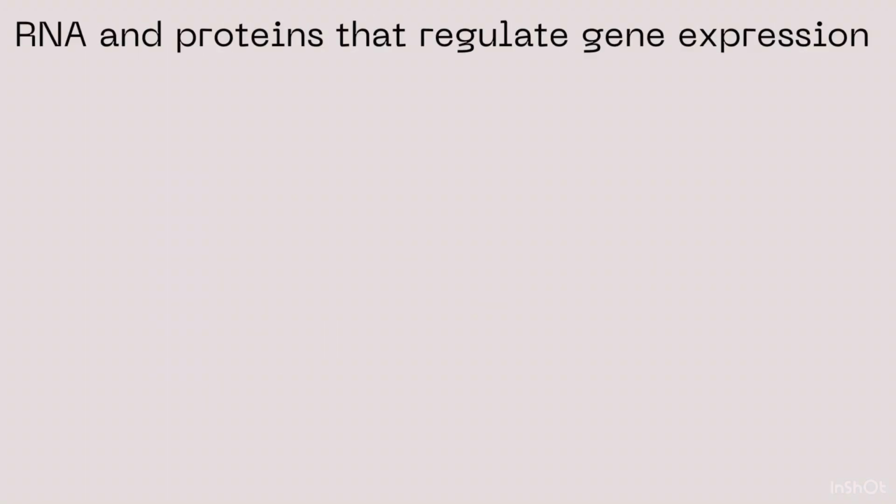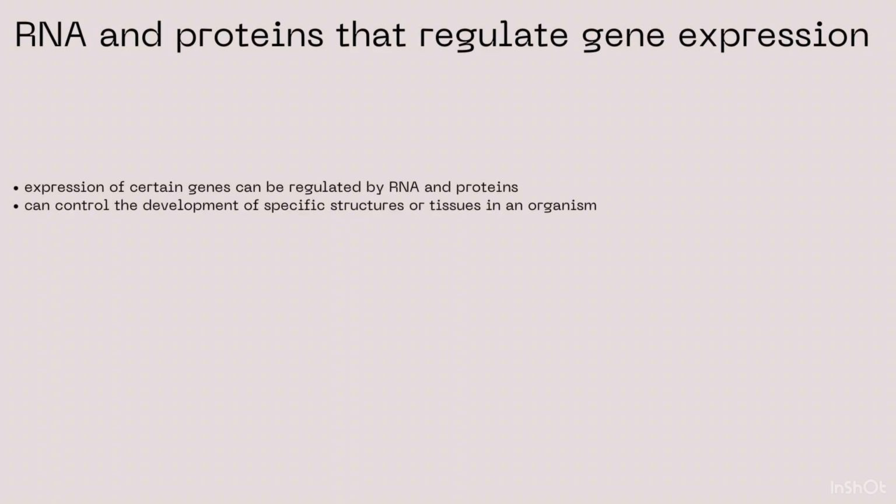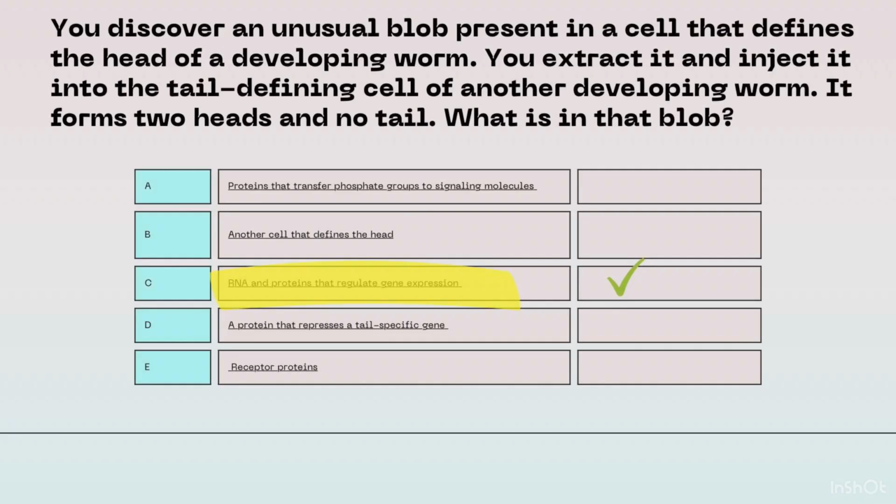So why is this the correct answer? In this scenario, the unusual blob likely contains RNA and proteins that regulate gene expression, which can cause the tail-defining cell to switch its fate and form two heads instead of a tail. The expression of certain genes can be regulated by RNA and proteins, which can control the development of specific structures or tissues in an organism. Remember that. Thus, by introducing these RNA and proteins into the tail-defining cell, it can lead to the formation of two heads and no tail. So that's why option C would be the correct answer choice.